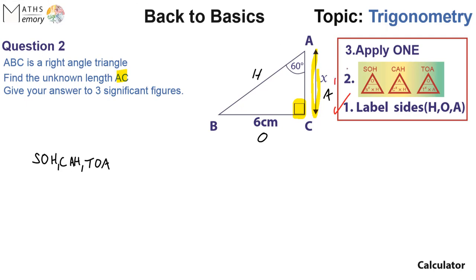Step 2 done. Step 3, let's choose one of these. The one we want to choose is the one where we have the length and we want to find out. So what do we have? We have O. What do we want to find out? A. So what has got O and A in it? O and A will be TOA. So tan is what we need to use over here.